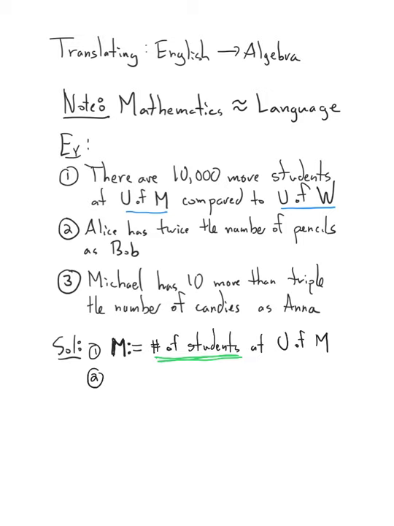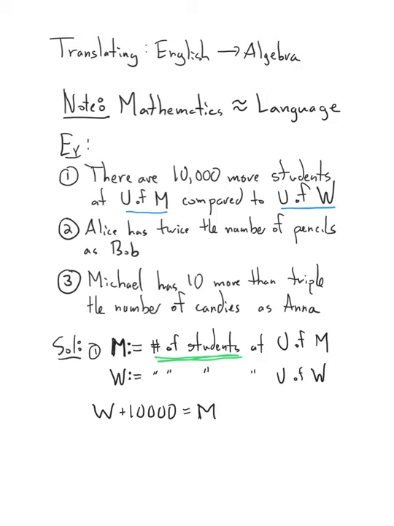The second is, of course, going to be W, which is going to be the number of students at the University of Winnipeg. Now maybe I'll erase this 2 here. I don't know why I put that in. Sorry about that. Okay, so we have our variables defined. Now we just need to write our expression. So there are 10,000 more students at U of M compared to U of W. Well, that means if I take the number of students at the University of Winnipeg and I add 10,000, I should get the same number as the number of students at the University of Manitoba.